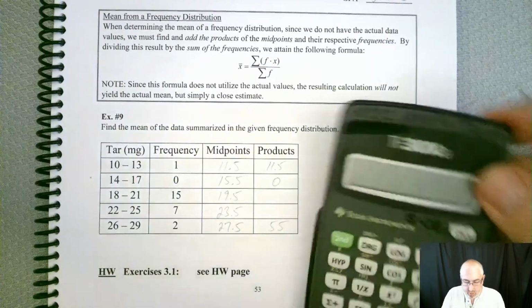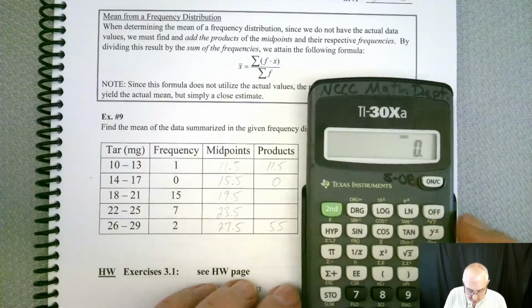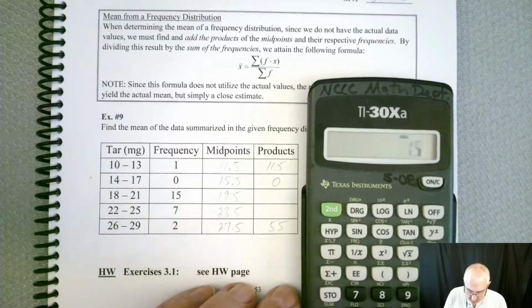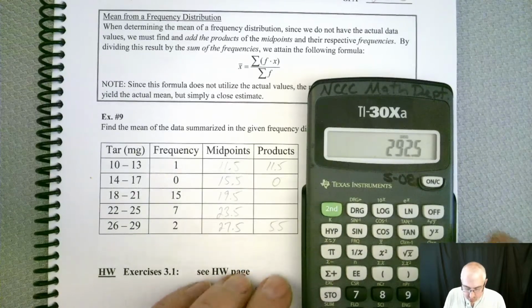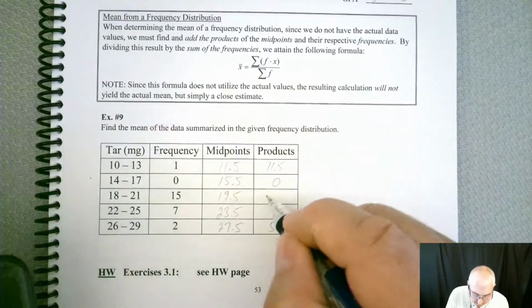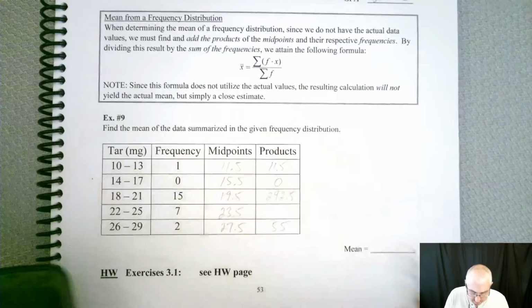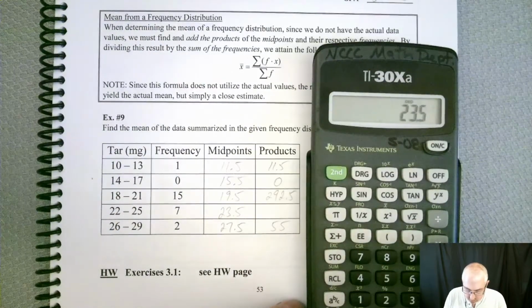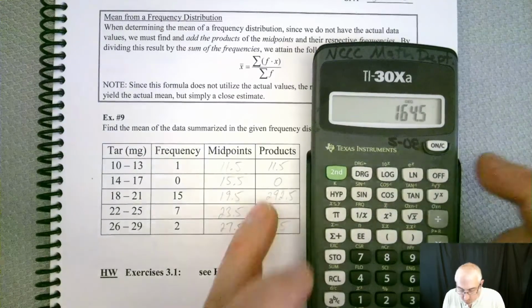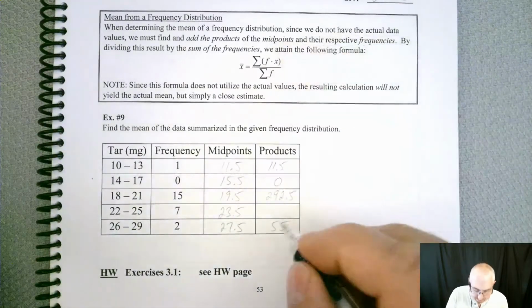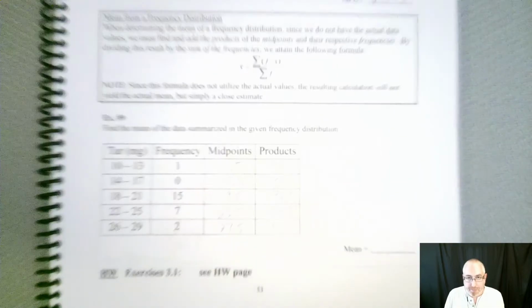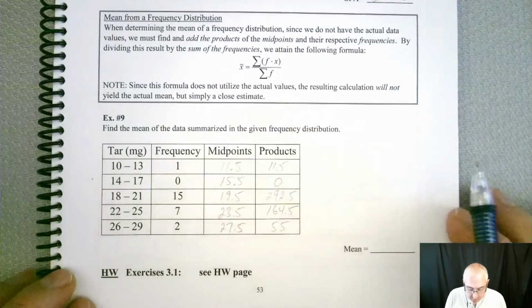and I'll do the other ones on my calculator just to be safe. So 19.5 times 15 equals 292.5. And then the last one, 23.5 times 7, 164.5. All right. So now we have our products completed.